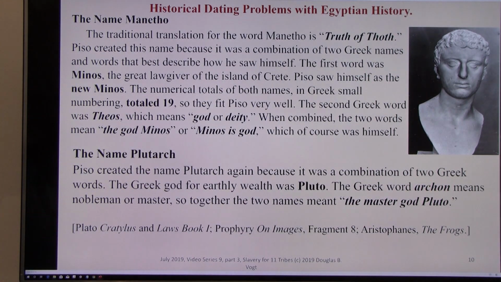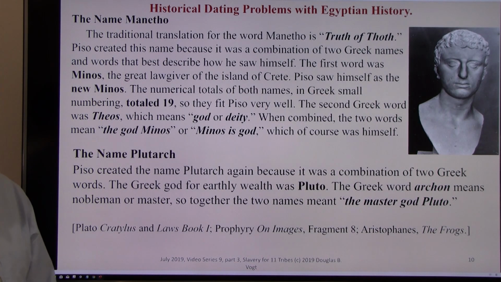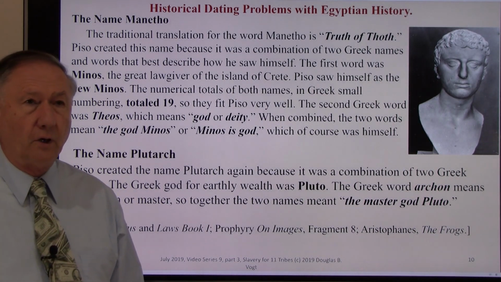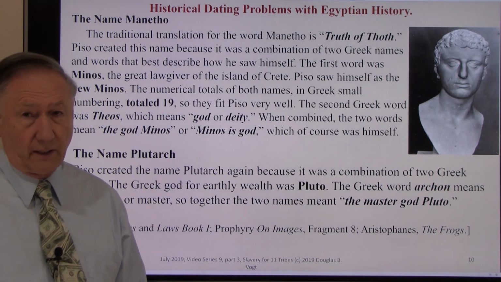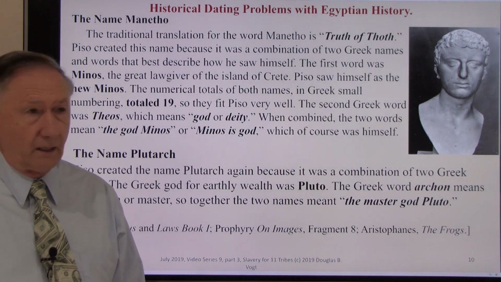The name Plutarch. Plutarch created the name Plutarch, again, because it was a combination of two Greek words. The Greek god for earthly wealth was Plato, not anything else. I saw a footnote by the translator in the Loeb's Classic saying it was something else. He's wrong. Either that or he was kidding.